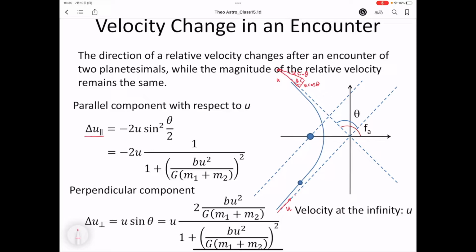The change of the parallel component is expressed as u cosine theta minus u, which is u times cosine theta minus 1. Use the double angle formula for the cosine. Then it becomes minus 2u sine squared theta over 2. For the perpendicular component, there is no perpendicular component before the encounter, so the increase of the perpendicular component is u sine theta. So we would like to find sine theta and sine squared theta over 2.